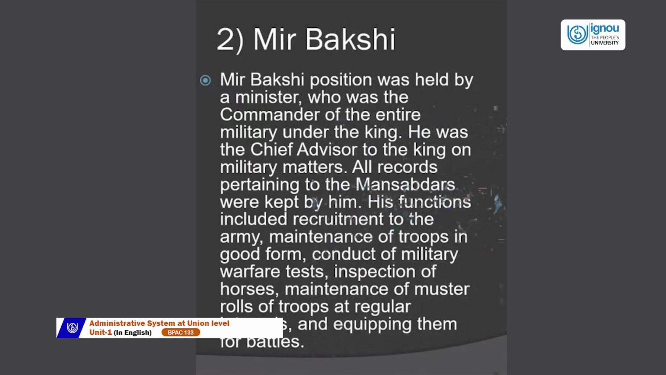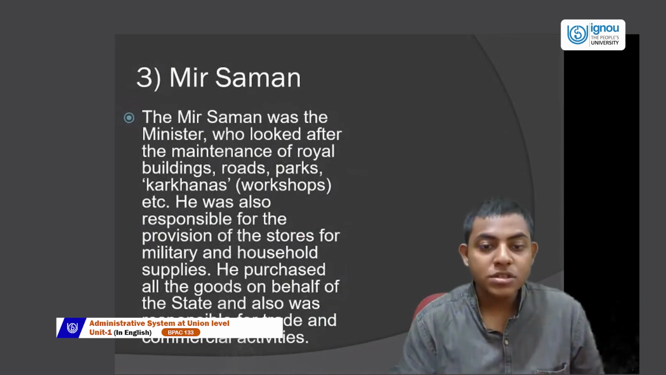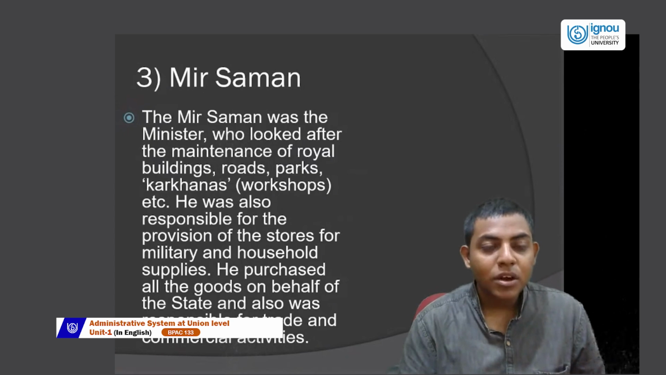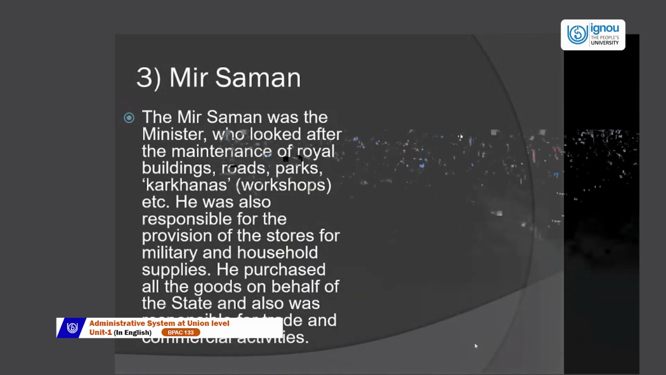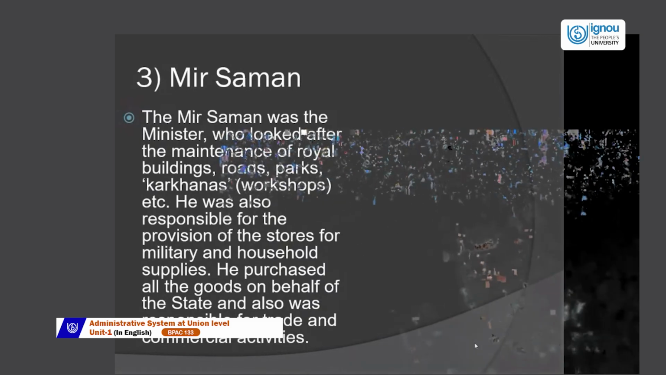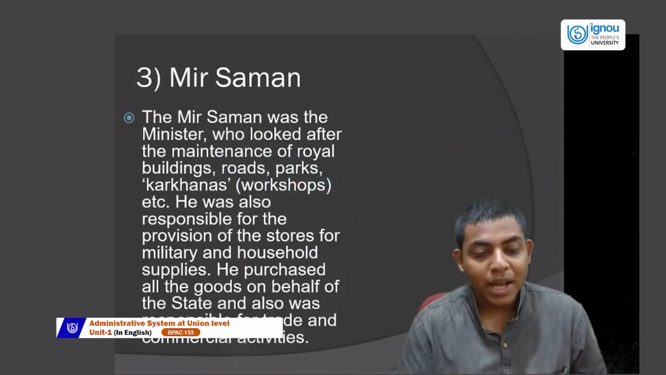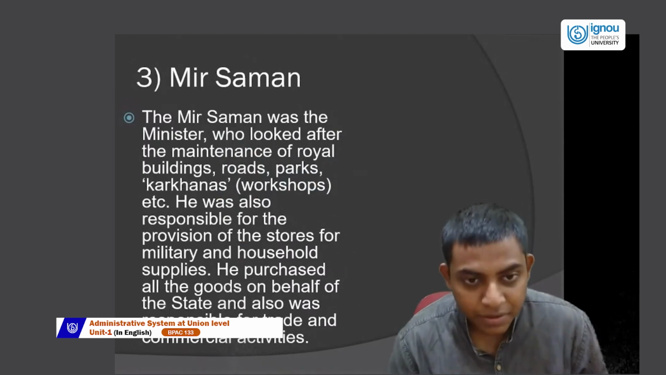Now, after Mir Bakshi, we see the Mir Saman, the third important official at the central level. The Mir Saman looked after the maintenance of the royal buildings, the roads, the karkhanas or workshops, and the parks. The Mir Saman was also responsible for provision of the stores of military as well as the household supply. It was the Mir Saman who purchased all the goods on behalf of the state and was also responsible for trade and commercial activities.